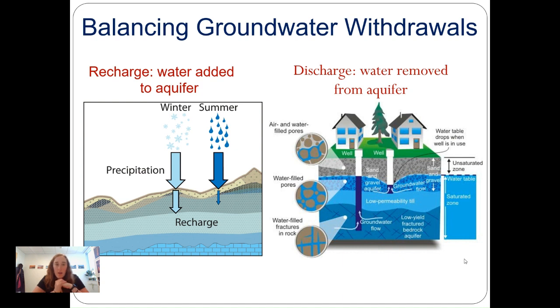The other end of the spectrum is discharge. So if you're using your phone, the battery is depleting, it's discharging. You're taking the energy away. So in an aquifer, we call that discharge as well, and that's removing water from an aquifer. It can happen naturally, but a way that discharge usually occurs in an aquifer is if you have a well. Think of a well like a straw that's sucking water out of the ground. If it's taking water out of the ground, it's discharging, it's removing water from an aquifer.